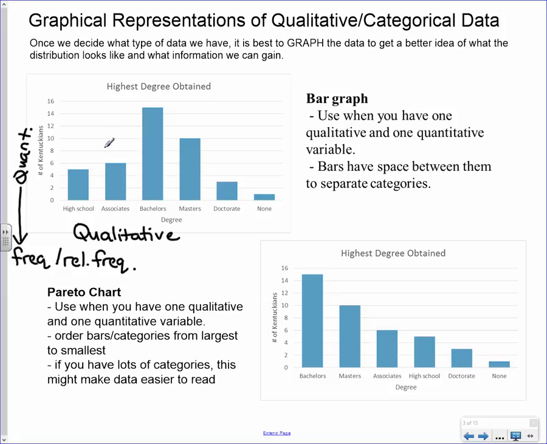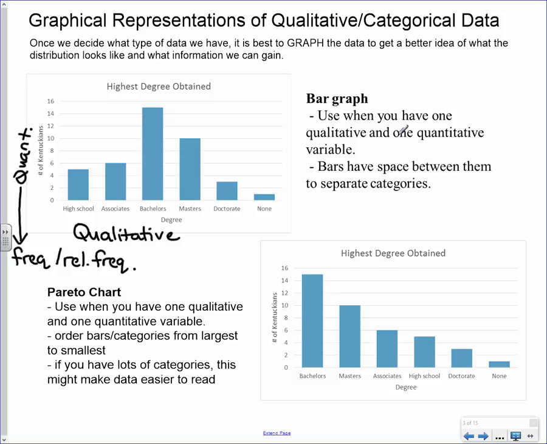A bar graph is our first option. Some interesting things about the bar graph is you want to make sure there are spaces between the bars, and we'll talk more about that when we get into talking about a histogram. But to create a correct bar graph, you should have these spaces here. You notice that high school doesn't just go straight into associates. There's a space in between each of these, so you want to make sure you do that.